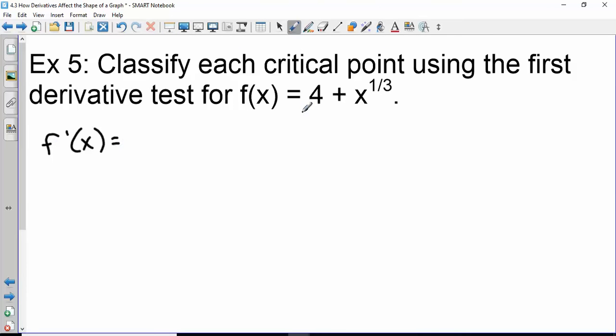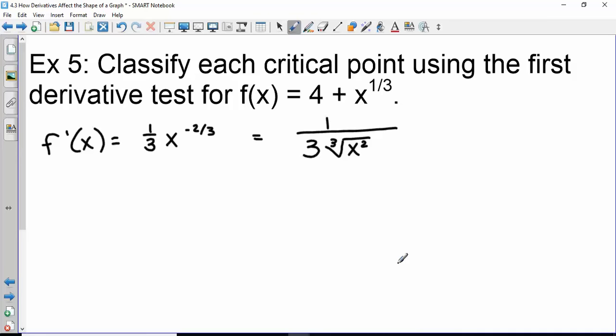So the derivative of 4 is 0, that goes away. 1/3 comes down, x to the negative 2/3. Keep in mind what that means. It's like 1/3 times the cube root of x squared. Does that ever equal 0? No. But I still have a critical point.